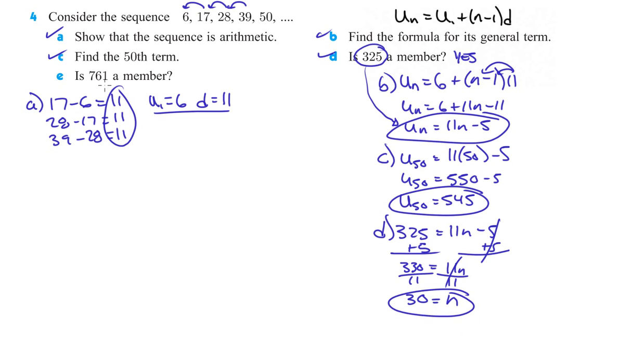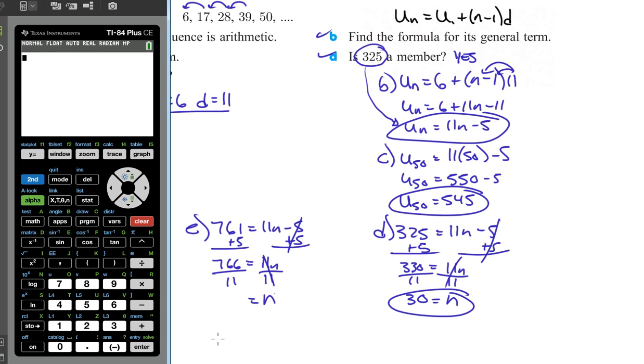Okay, is 761 a member? So let's see, we're running out of room. Let's do that over here. 761, does that equal 11n minus 5? Will this give us an integer? So add 5 to both sides. 11n equals 766. So now we're just going to want to calculate that. Got to divide both sides by 11 here. And let's see if that ends up nice.